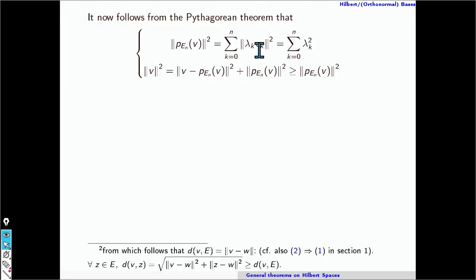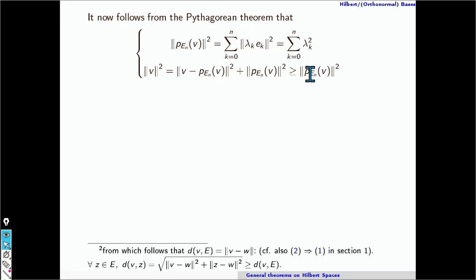Then, since the Ek is an orthonormal family, one has by the Pythagorean theorem that the norm squared of a sum is the sum of the norm squared. And then, since each Ek has norm 1, this reduces to the sum of lambda k squared. Similarly, for each n, V decomposes as an element in En and an element in the orthogonal complement. So by the Pythagorean theorem, the norm squared of V is a sum of two positive elements, so it is greater than the norm of the projection squared. Now, as a sequence of n, this is a sum of positive elements, so the sequence is increasing.